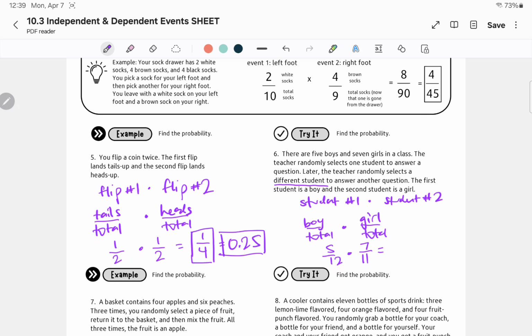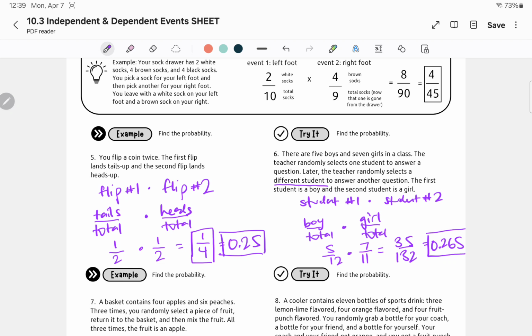So we're going to take our calculator. So 5 times 7 is 35. And 12 times 11 is 132. Okay. And we're going to divide 35 by 132. And we get, let's just write the decimal, 0.265. In the practice, they're all going to be to the thousandths place.